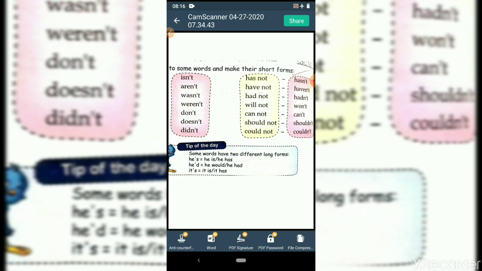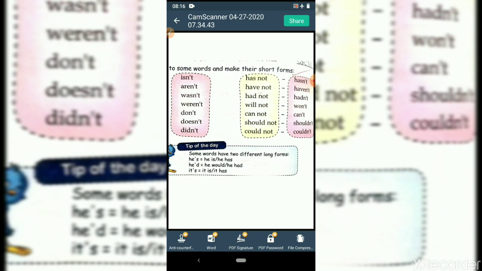For example, for both he is and he has, we use the short form he apostrophe s. And for he would and he had, we use the same short form, that is he apostrophe d. And for it is and it has, we use it apostrophe s.